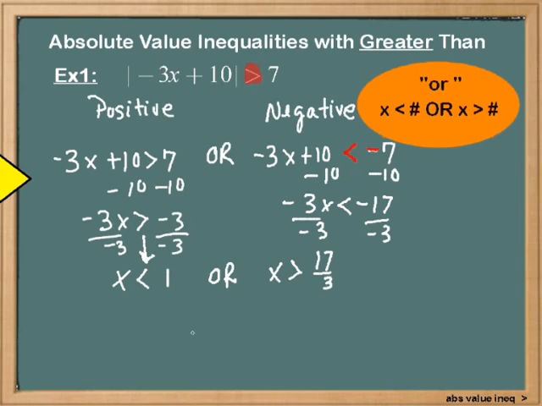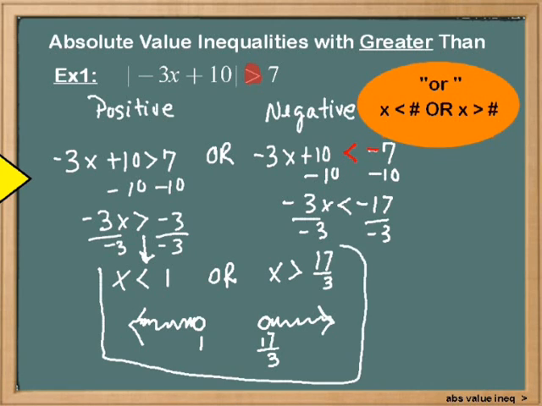If we were asked to graph that, we would split the graph this time, and we would have an open circle with all the values going to the left, at 1, and then we'd have an open circle on this side at 17/3, and we would have all the values going to the right. So this is our answer for this problem.